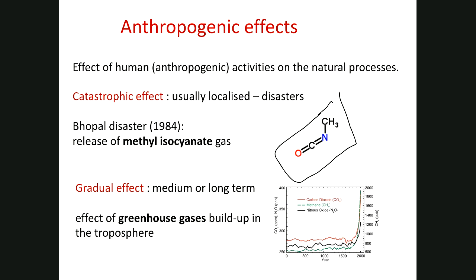And sometimes you have a more gradual effect, which is medium and long term, and tends to be more delocalized. For example, the buildup of greenhouse gases in the atmosphere and the effect on global warming. So we will be looking both at the chemical processes in the natural, unpolluted environment, and also at the effect of human activity on that natural environment, and how it changes the chemistry of the environment.